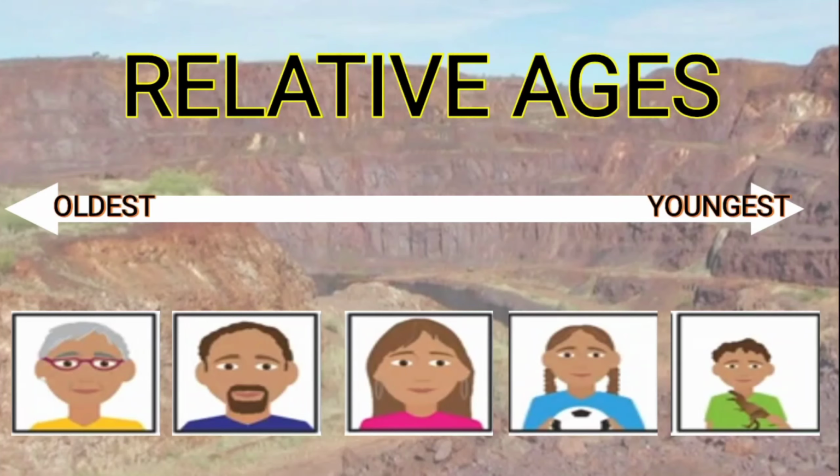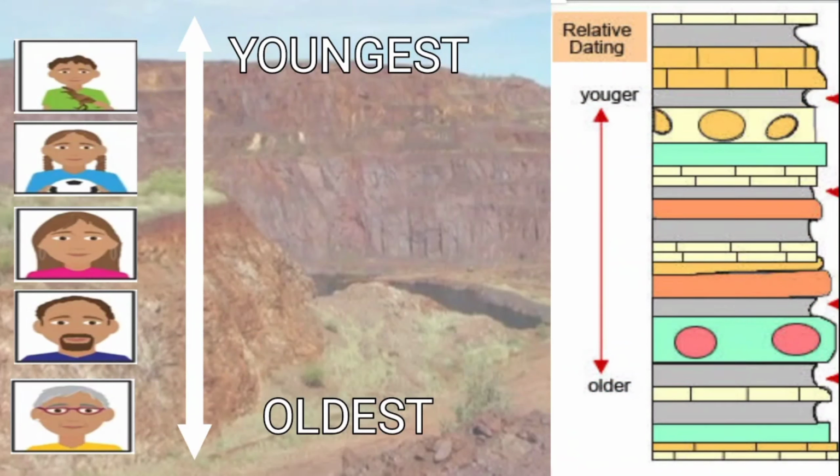This is also true to the relative age of the rocks. If you're a geologist, you're going to arrange the family members from oldest to youngest, wherein the oldest member of the family is at the bottom and the youngest member is at the top, which is also the same thing to the rock layers. The oldest layer is placed at the bottom and the youngest layer is at the top.